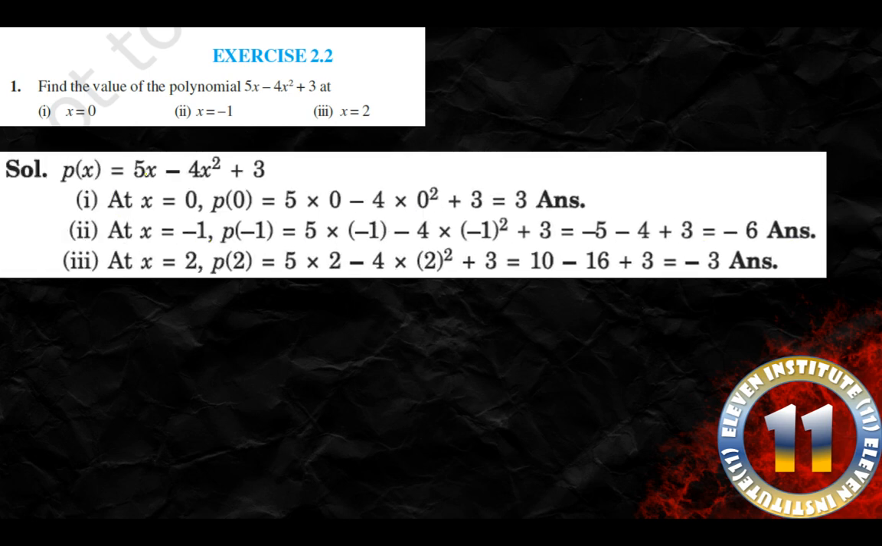See, instead of x in the polynomial, we have found out p of 0, and instead of x we have written 0 everywhere. So the answer for the first one is 3, for the second one is -6, and for the third one is -3. Right, so these are the answers for question number 1. In case you have made any mistake, rectify them from the solution that is given over here. I shall move ahead.